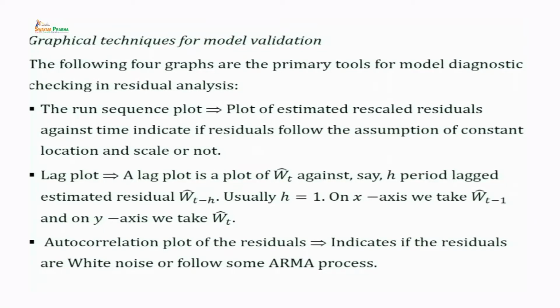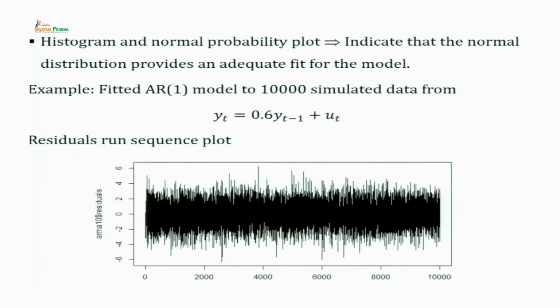redefine your model. The fourth plot is the histogram and normal probability plot. This indicates whether the normal distribution provides an adequate fit for the model or not.